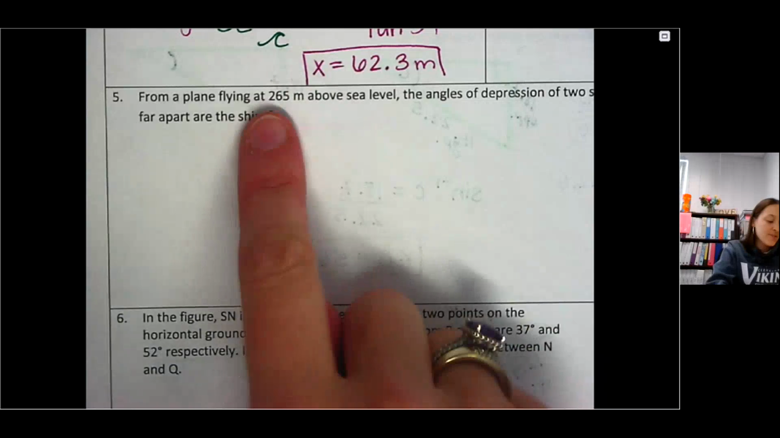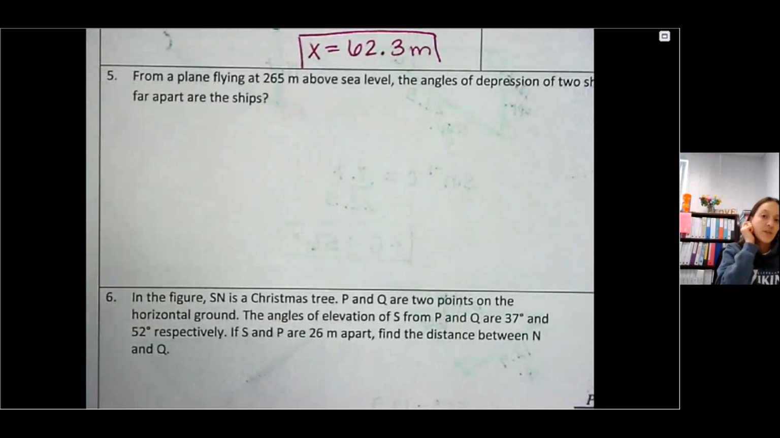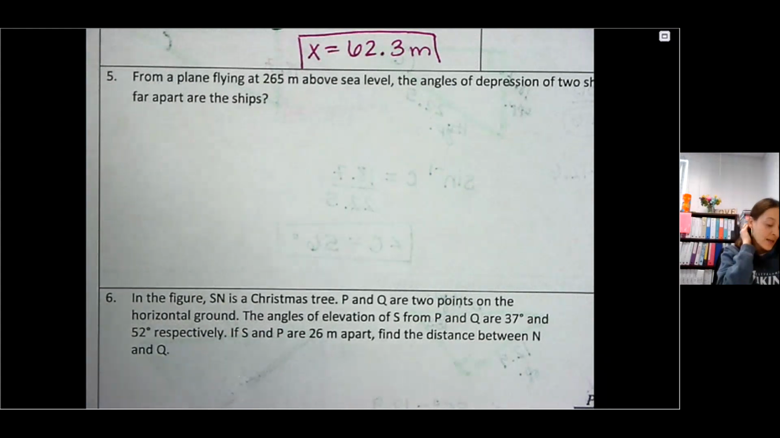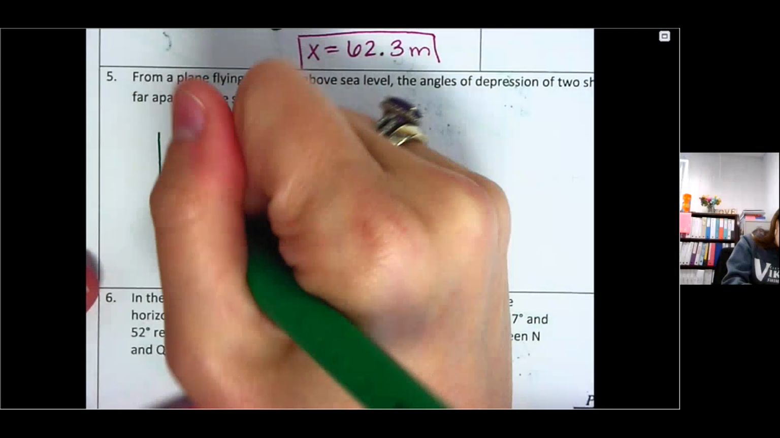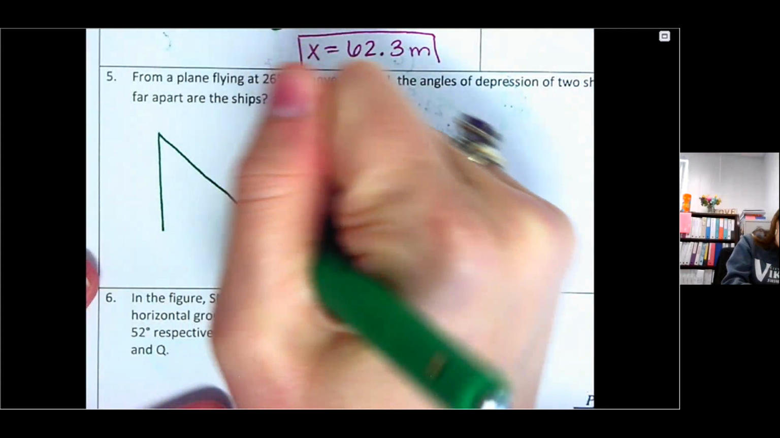Number 5. From a plane flying at 265 meters above sea level, the angles of depression of two ships sailing east measure 35 and 25 degrees. How far apart are the ships? Okay, so again, we're going to start with a right triangle.